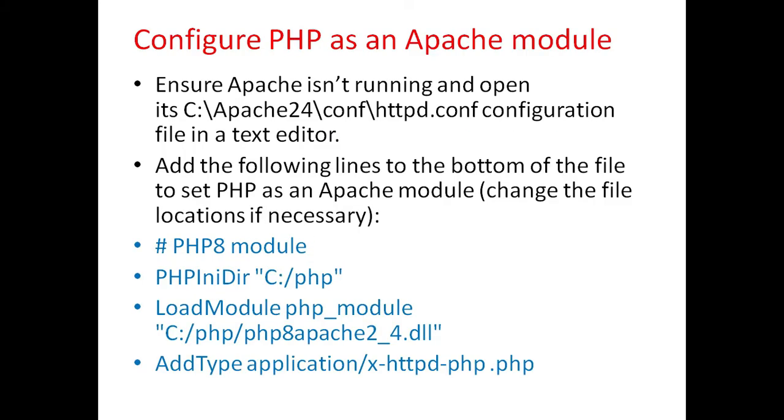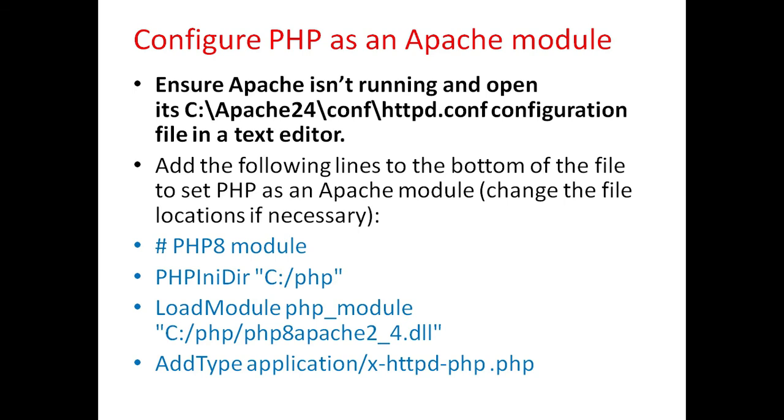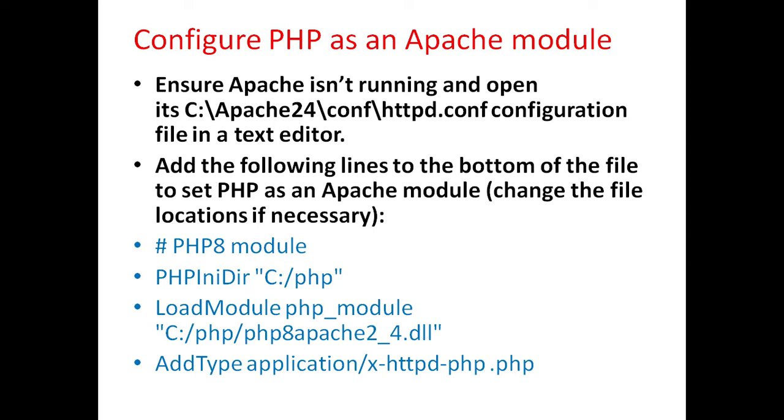After installing, configure PHP as an Apache module. For this, first ensure that Apache isn't running and open its Apache24/conf/httpd.conf file in a text editor and add the following lines to the bottom of the file to set PHP as an Apache module.